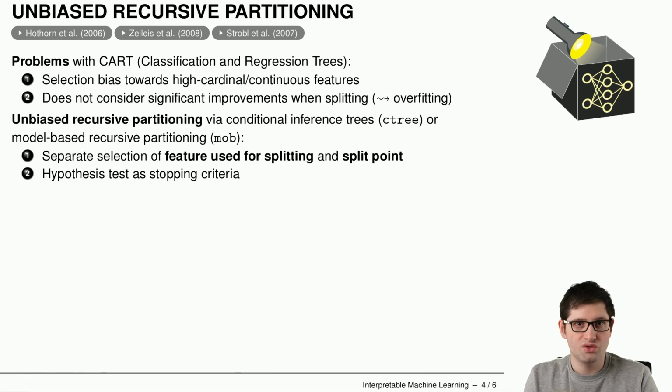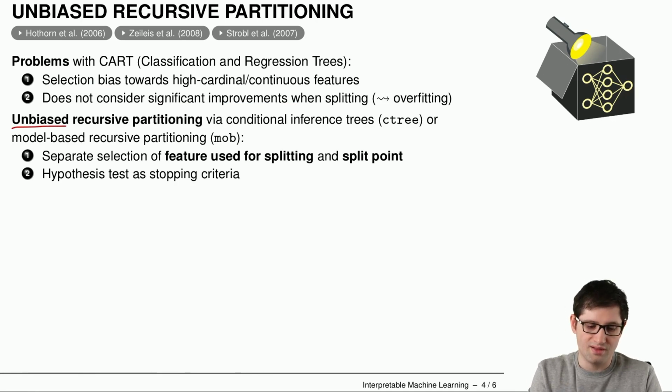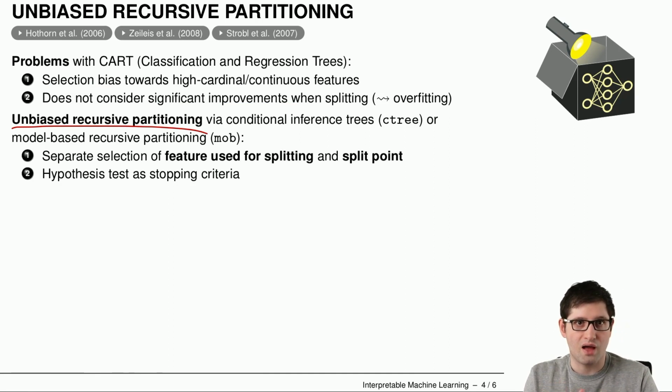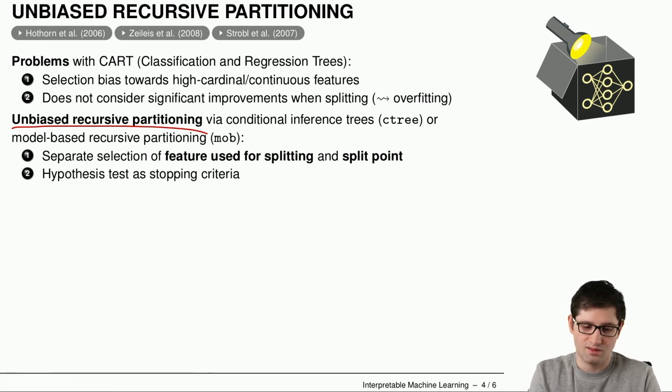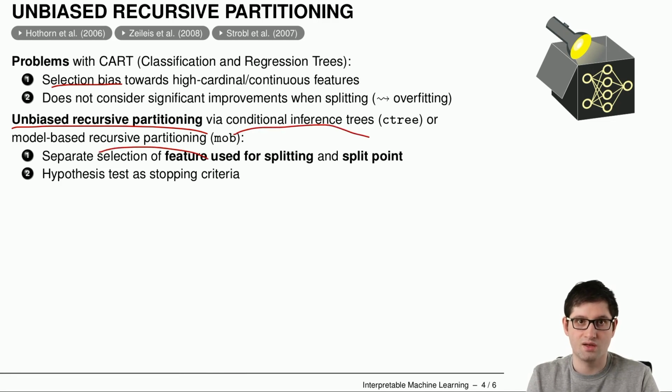So these two issues can be addressed by two methods that belong to a framework of unbiased recursive partitioning. Here the unbiased refers to this selection bias, and there are two important methods: conditional inference trees and model-based recursive partitioning, short MOB and CTree, that address this issue by doing the selection of the best feature used for splitting and the concrete split point of that feature in two separate steps, rather than taking into account all features and all possible split points and selecting the best overall split.